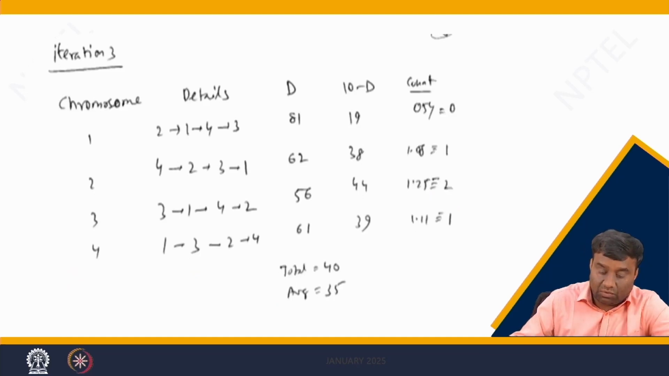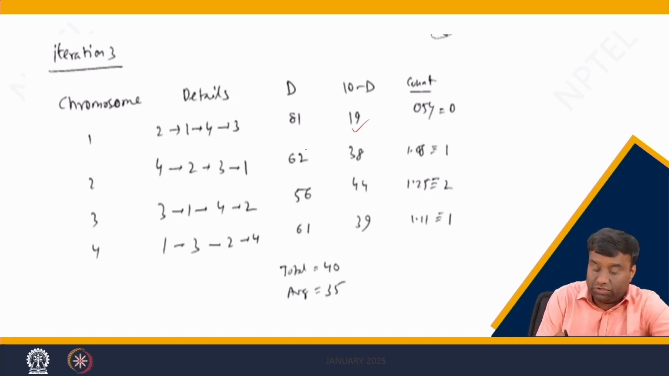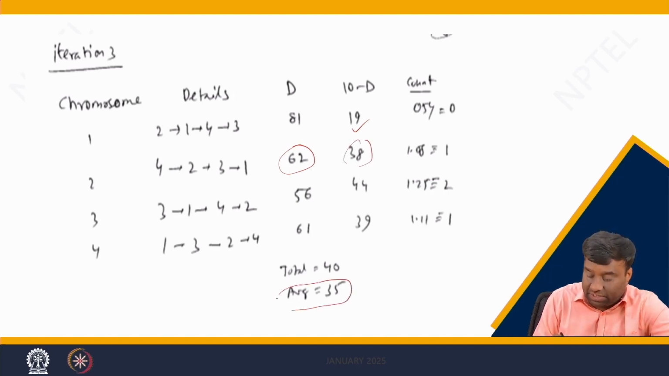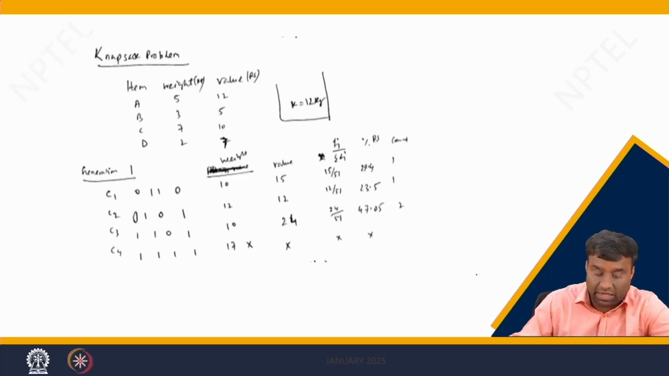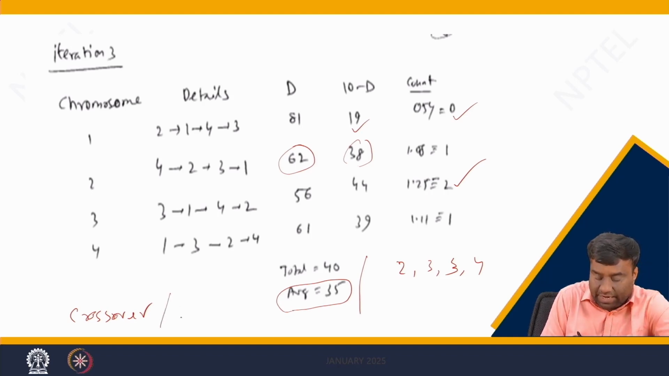So the next iteration will have 2 1 4 3, 4 2 3 1 and these two. So the fitness value, the distance is 81, 100 minus is 19. Then for chromosome 2 the distance is 62, 100 minus is 38. Like that, again the average value is 35. So this is minimum counted 0, this is maximum counted 2 times, 1 1. So here chromosome 3 is counted 2 times, so chromosome 2, then 3, then 3, then 4 is selected. So it will go through the crossover procedure again, and again do the next iterations.